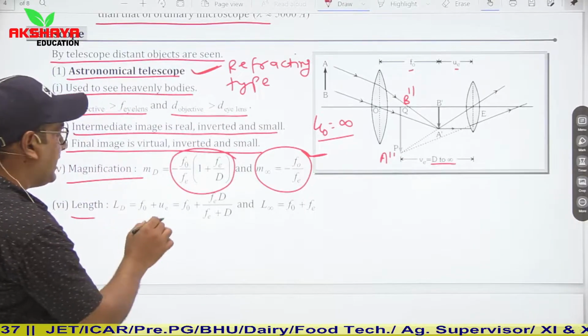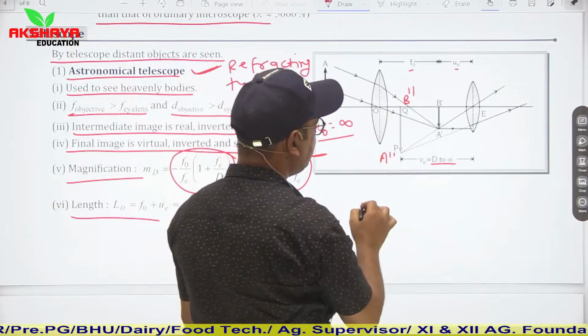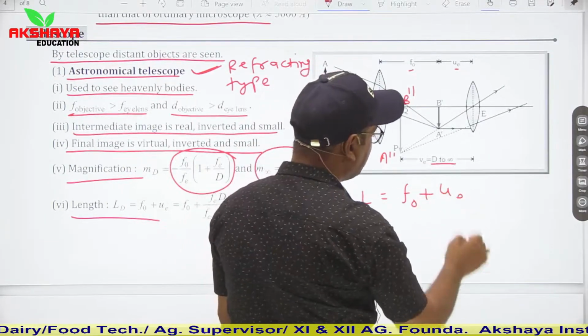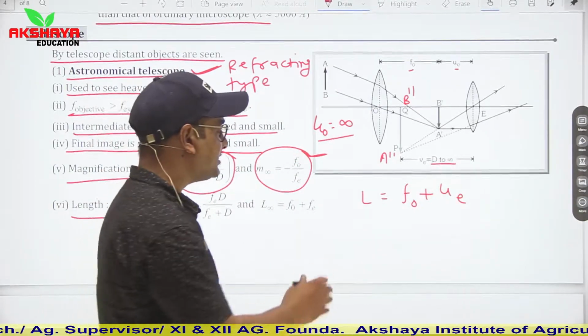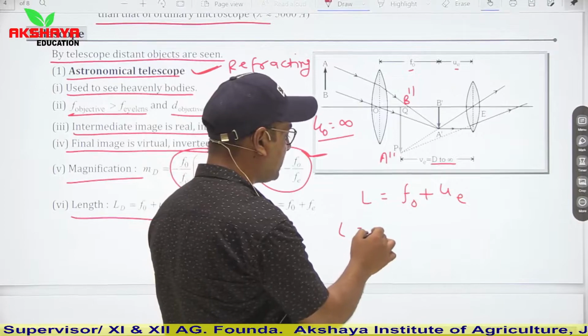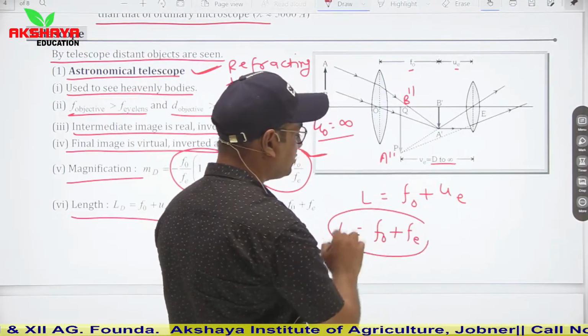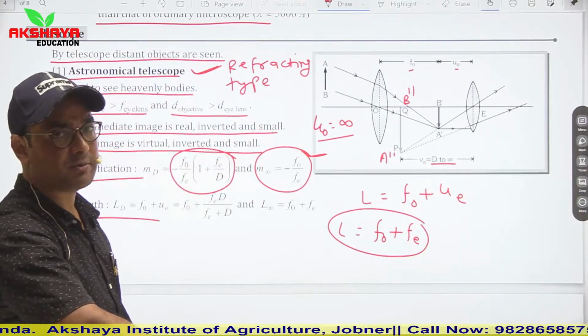Now if we talk about the length of the tube, in the general situation we can say that the length of the tube is FO plus UE. But when the final image is formed at infinity, in that situation the length of the tube becomes equal to the focal length of the objective plus the focal length of the eye lens. So this is the general concept of the astronomical telescope.